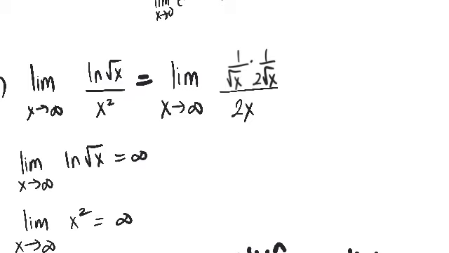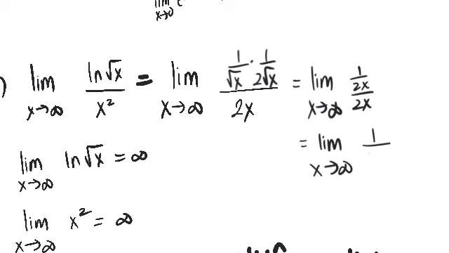So that all comes out to, I think, 1 over 2x on the top and 2x on the bottom. So keep, change, flip gives me 1 over 4x squared. Now, if x is going to infinity, 1 over 4x squared is going to 0.